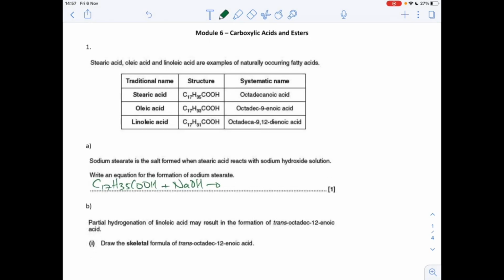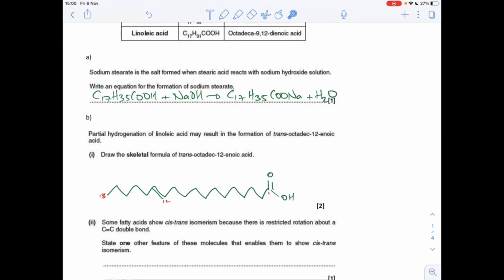Okay, so the first one, we've got the stearic acid and sodium hydroxide. So they're going to form the salt, sodium stearate and water. So sodium stearate would be C17H35COONa, and you also get water. There's the answer to B1.